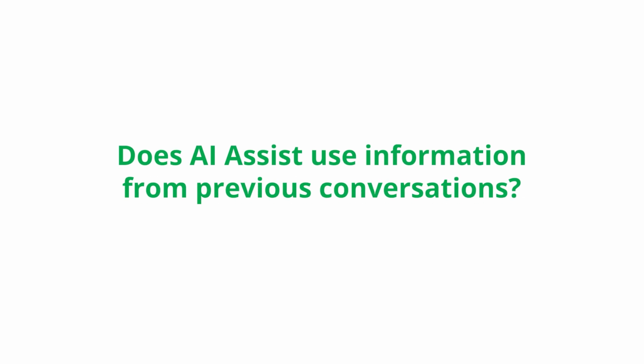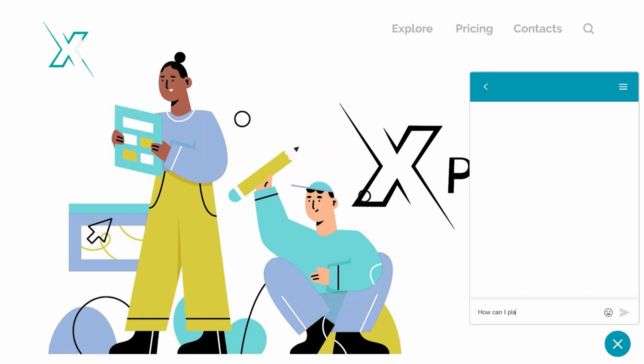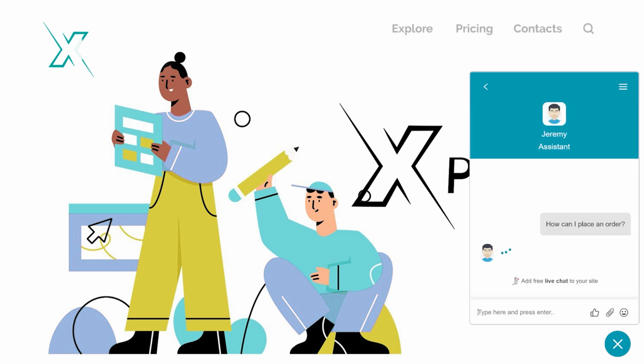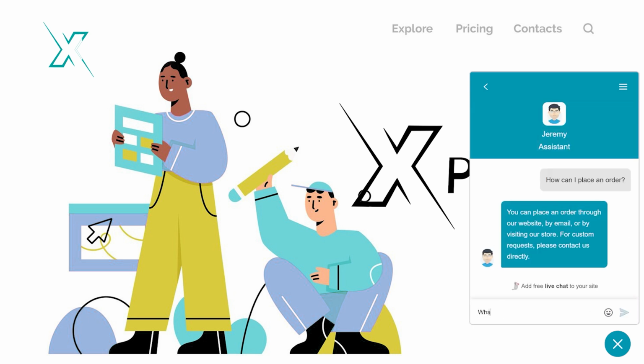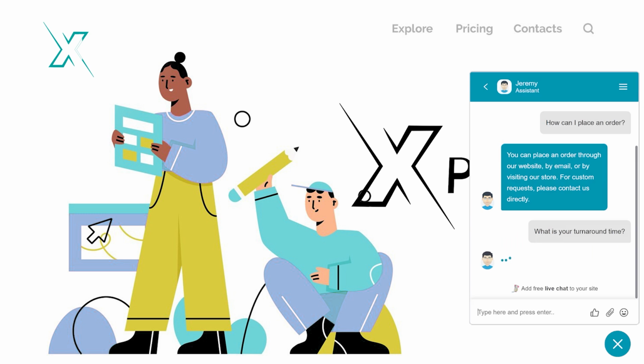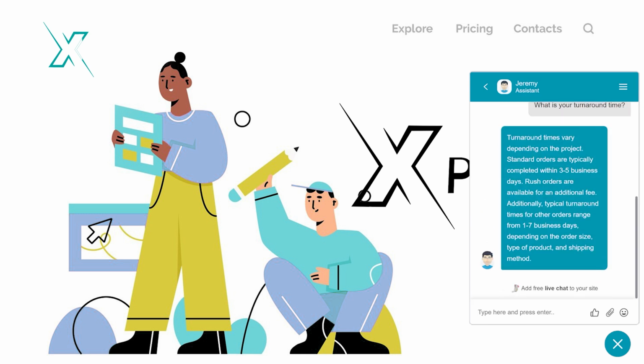Does AI Assist use information from previous conversations? Currently, AI Assist does not use information from previous conversations. This is to prevent the risk of inadvertently saving private or confidential details shared during chats to its data source, which could otherwise be used in responses to other customers. As AI technology and security improve, this feature may be considered in the future. However, it is not available at this time.